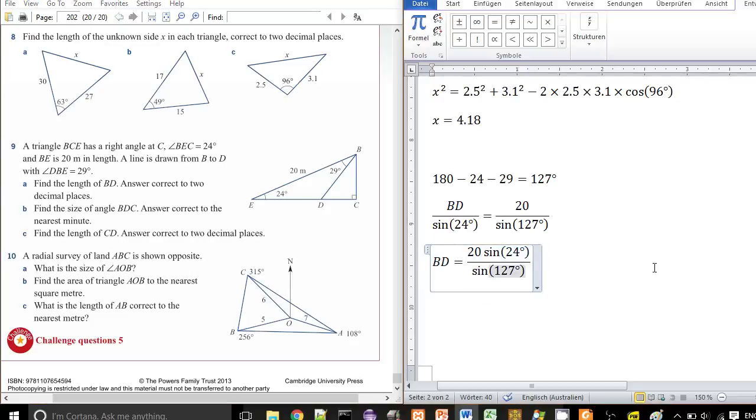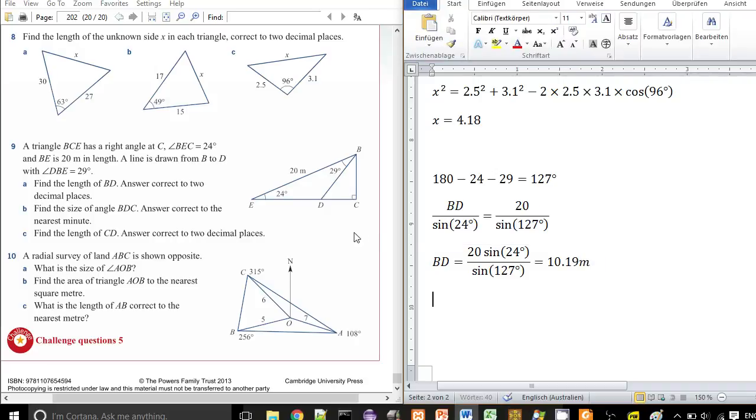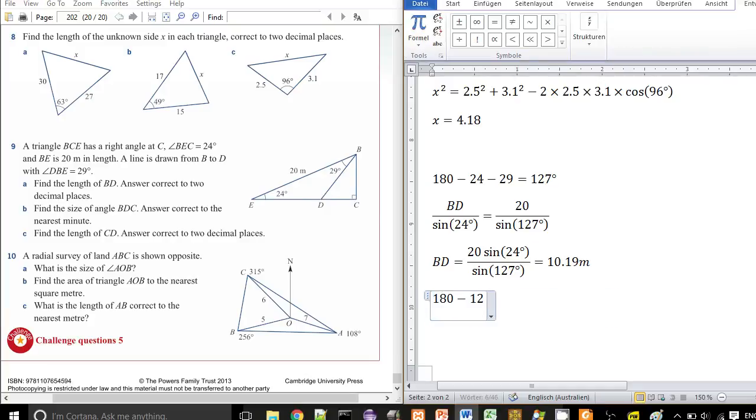Okay, equals 10.19 meters. Okay, about 10.2 meters. Alright. Find the size of angle BDC. That's easy. This angle, we already know this is 127. So we just do 180 take away 127, which is 53 degrees. Cool. That's this angle.